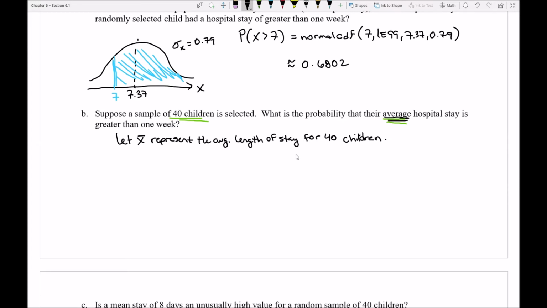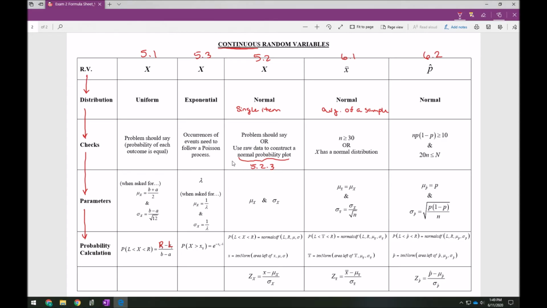I can now go ahead and check what distribution X bar has. And I can see that X bar has a normal distribution because I can think ahead about my checks. I only can state it as a normal distribution if I know n, my sample size, is greater than or equal to 30, or if X has a normal distribution.